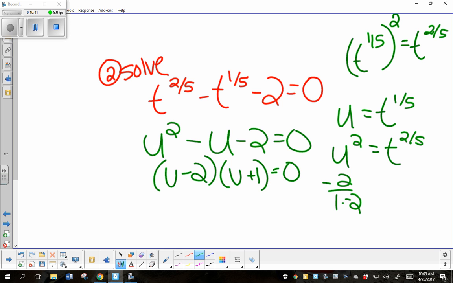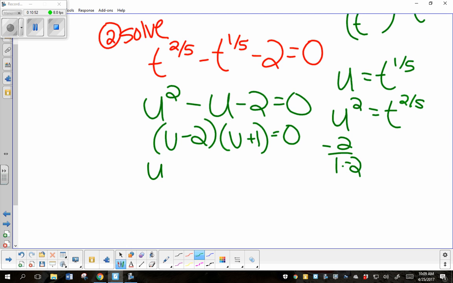See why that's so nice when that works? You know how much faster that was than completing the square or the quadratic formula? So when that works, you should be like, yes. So now, what are the two things that u can equal to make this whole thing equal 0? 2 and -1.